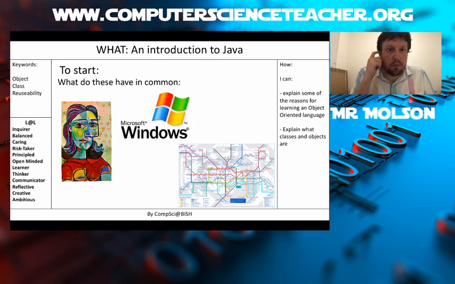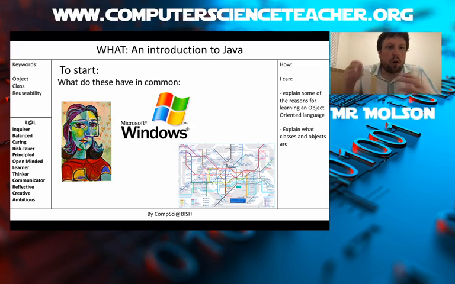Maybe one of the things you came up with is that you recognized that picture is by Picasso, and is an example of abstract art. We've also got the London tube map. It doesn't make any difference that this is the London tube map, it's just a tube map. And we've also got Windows, the operating system. The one thing these all have in common is they're all types of abstraction.